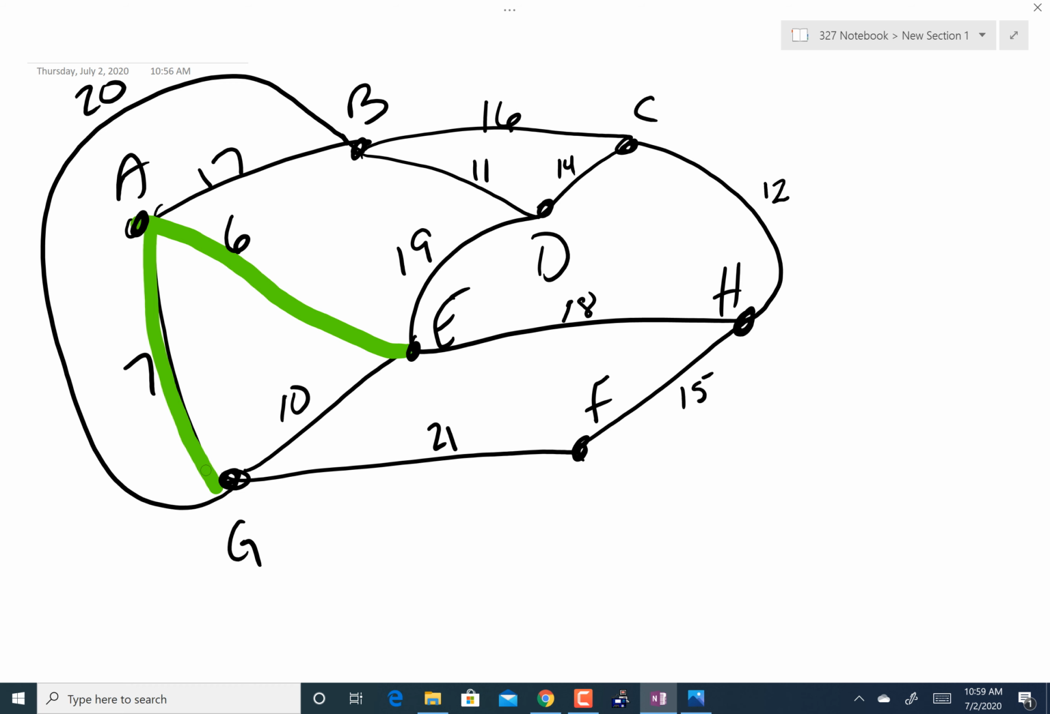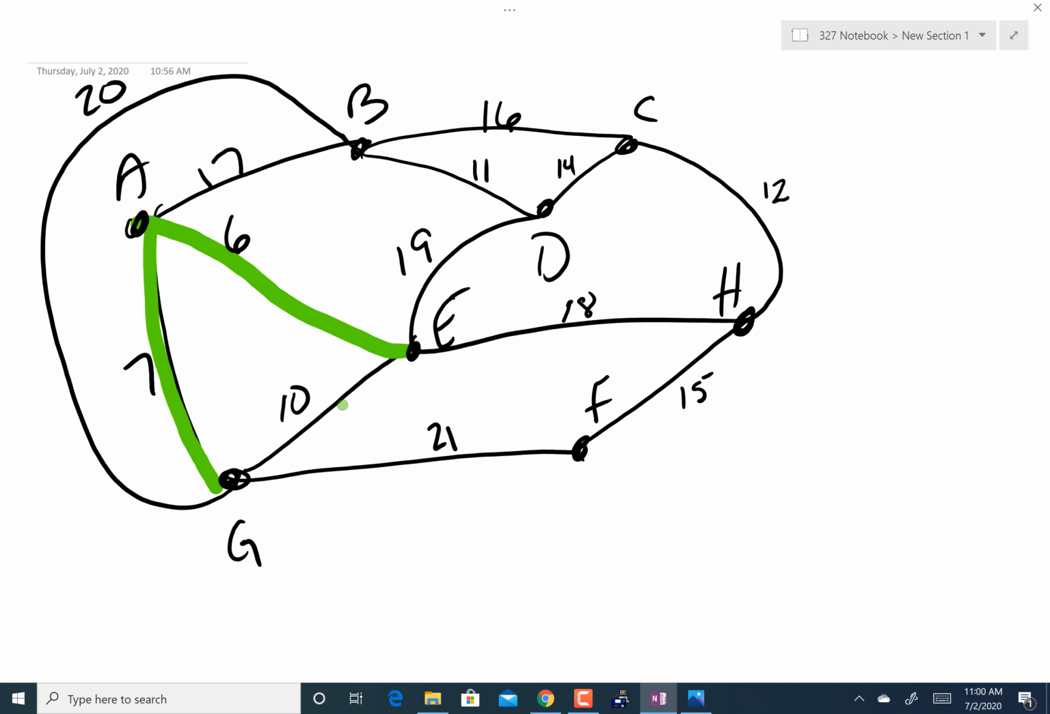So from A I can still see B. From G I can also see B. I can see E. I can see F. From E I can see still to H and to D. Right. Those are the ones I need to consider. So it's 19, 18, 21, 10, or 20, or 17.